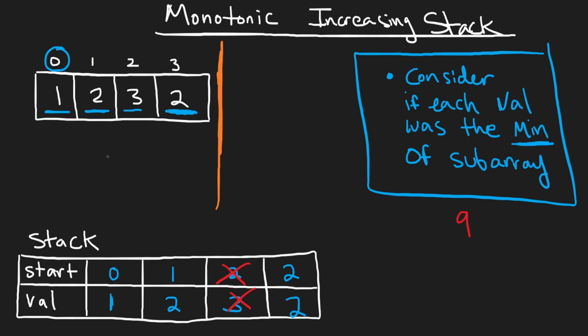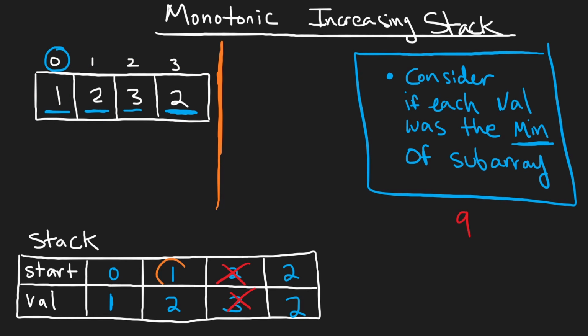So what I'm saying is, if we want to know for this 1 value, if it was the minimum of the subarray, how big is that subarray? Well, it's going to be just the entire input array, right? That makes sense. Take a look. 1 is the minimum value of the entire subarray. That does make sense. What about 2?